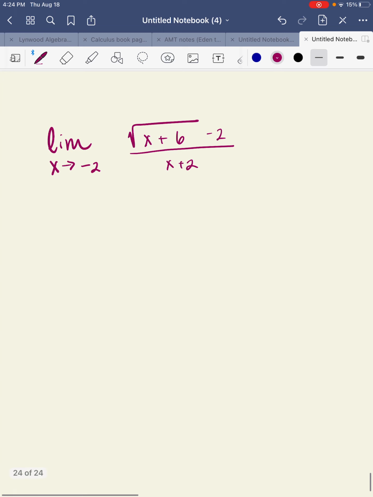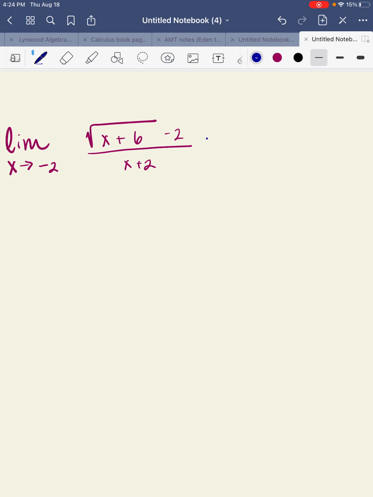Now I'm going to be strategic and use the conjugate of the numerator. So that's going to be the square root of x plus 6 plus 2. So I multiply both the top and bottom of my fraction.